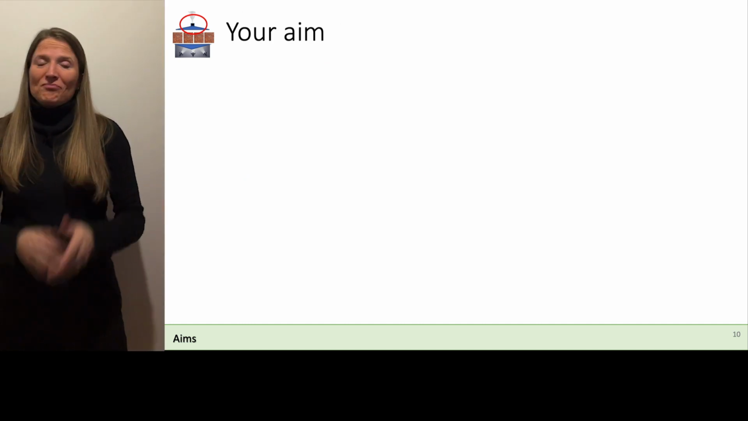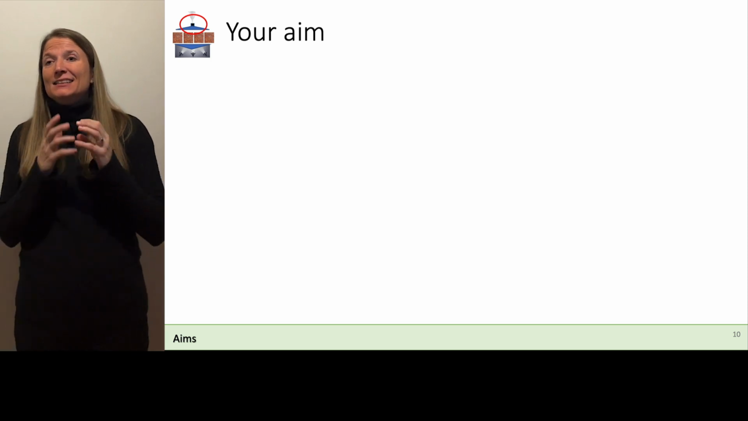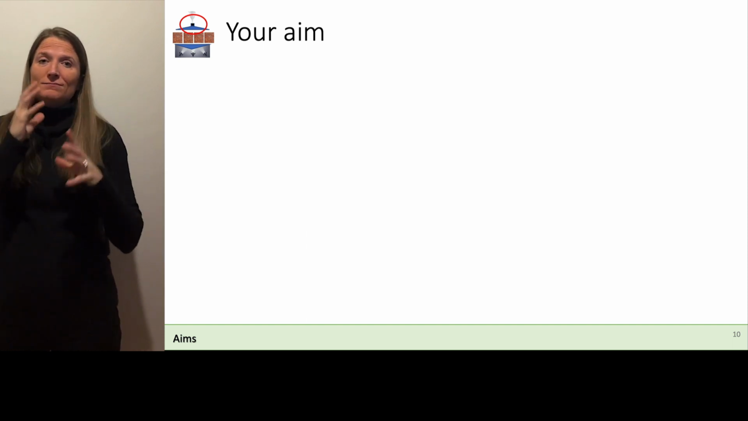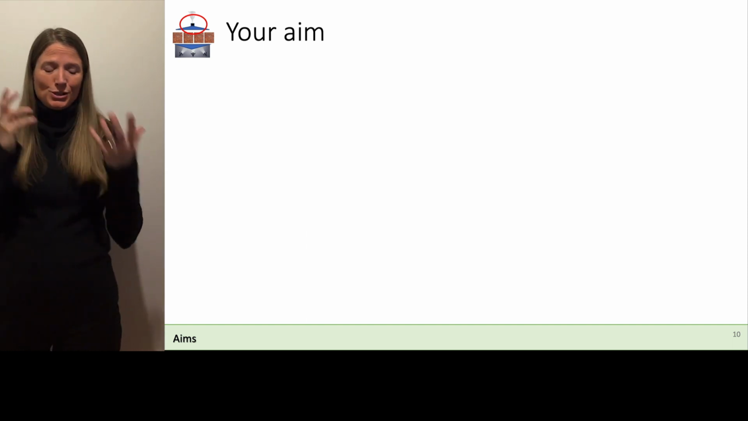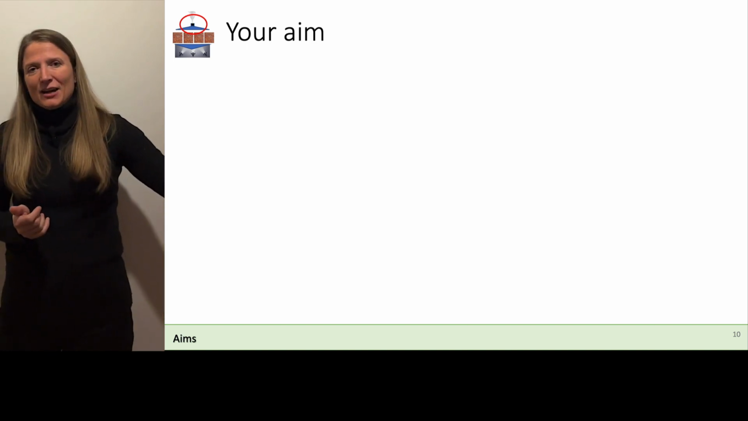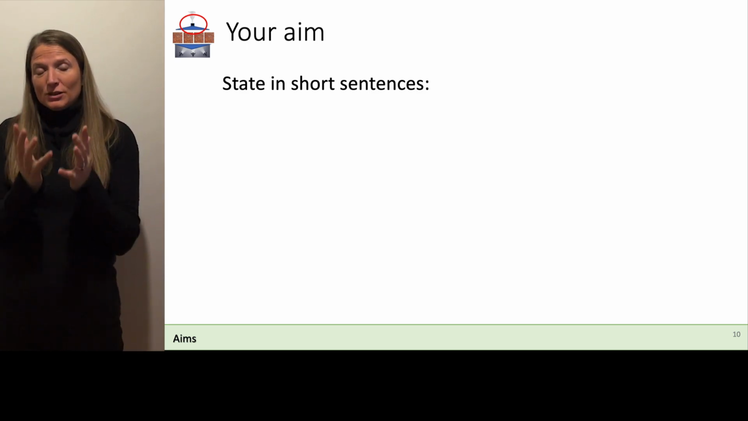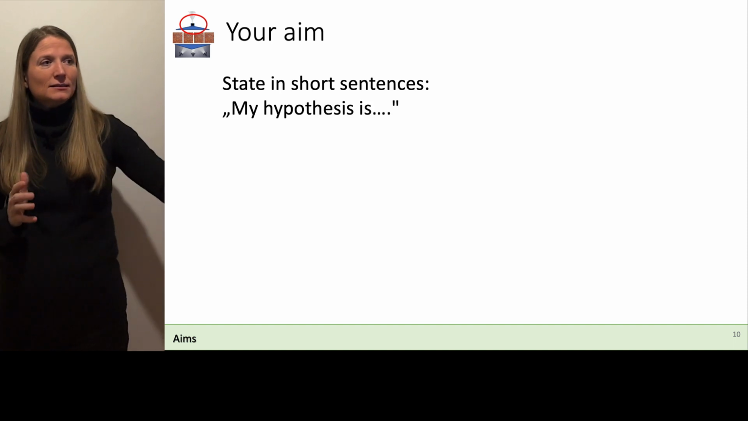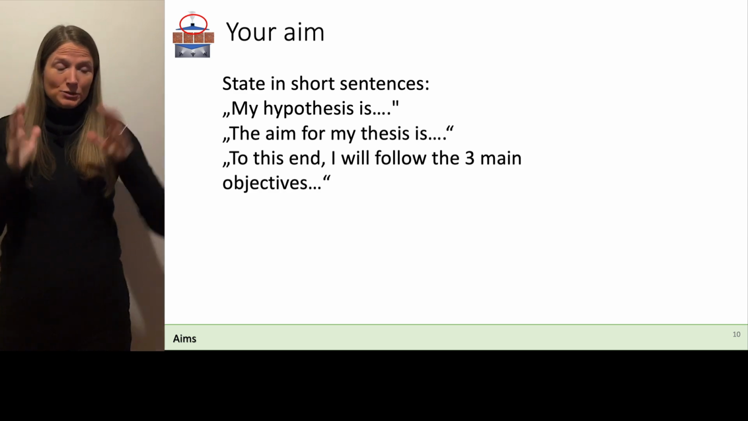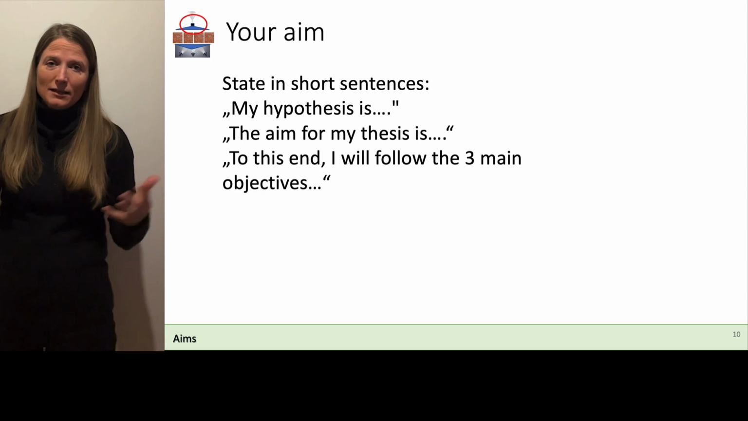Okay, now how to formulate your particular aim. That's really hard and it takes practice. And actually your aim may shift during new data coming in, and then things change because it's real science. But how do you define your aim? You can just try it. Try to state in a short sentence, my hypothesis is, the aim for my thesis is, to this end, I will follow the 3 main objectives, or 3 main tasks, or however you want to say.